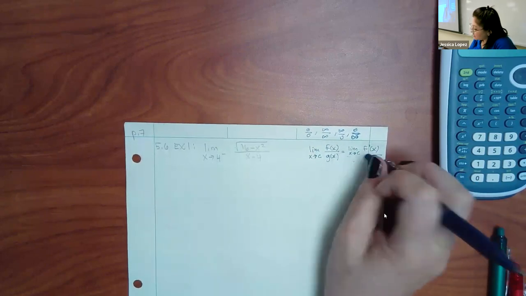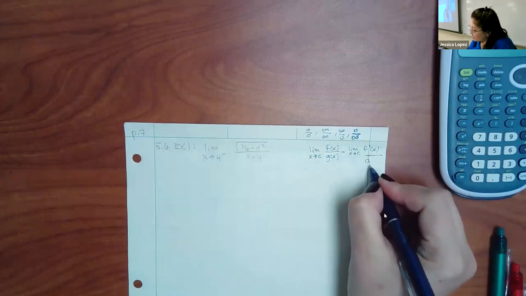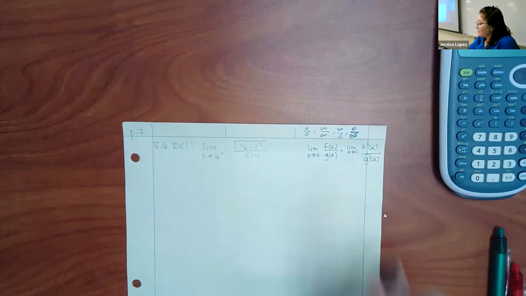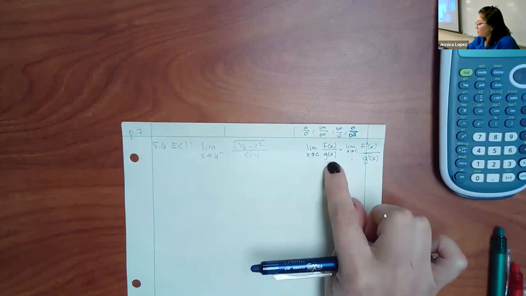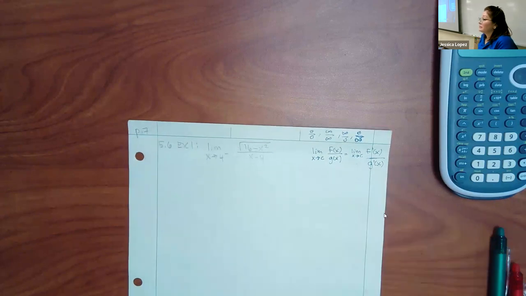It's not two separate limits. It's just the same one limit. So it's not saying that this fraction is equal to that fraction. It's just saying that if you took the limit of this fraction and you took the limit of this new fraction, you would get the same answer.